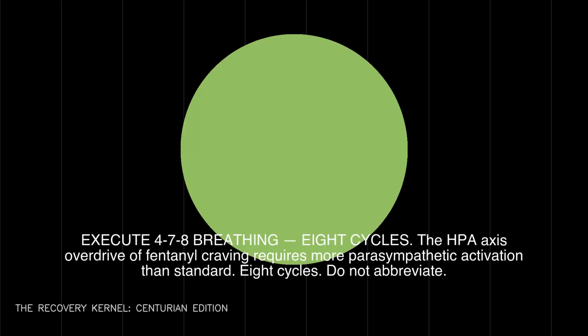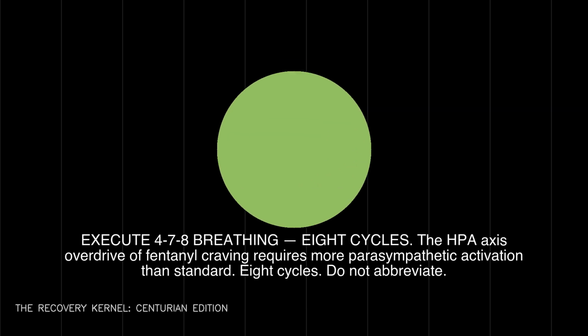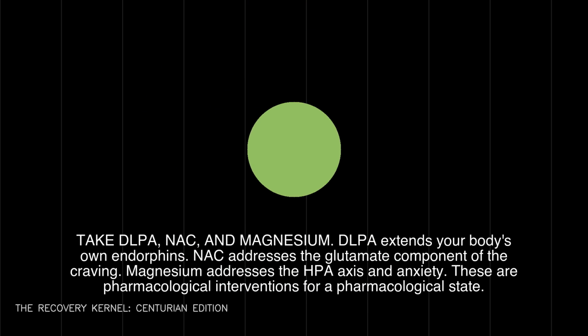Execute 4-7-8 breathing, 8 cycles. The HPA axis overdrive of fentanyl craving requires more parasympathetic activation than standard. 8 cycles. Do not abbreviate.